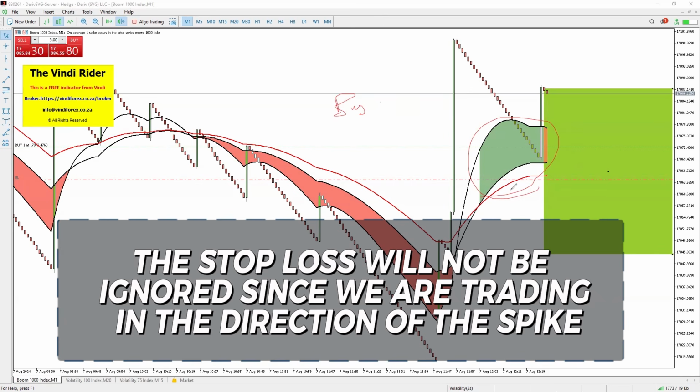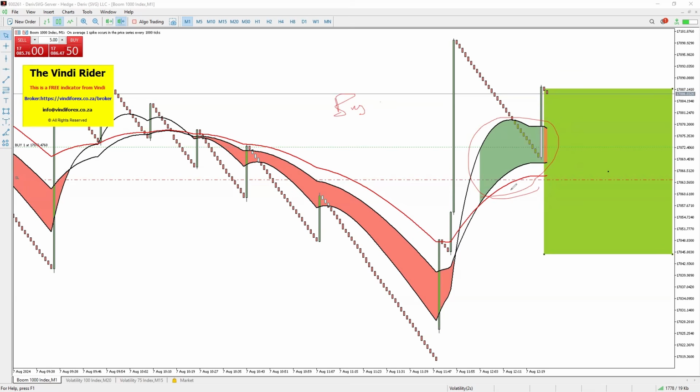This indicator is free, guys, simply free. You can download it from the Vindi website, right? It's just free. Don't have to pay anyone. It's for MT5.